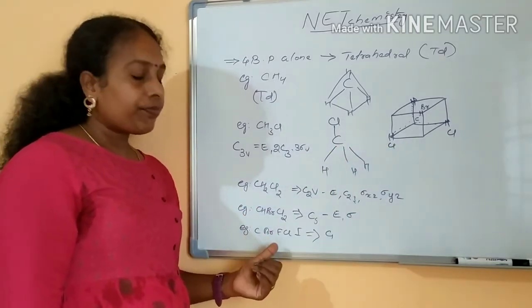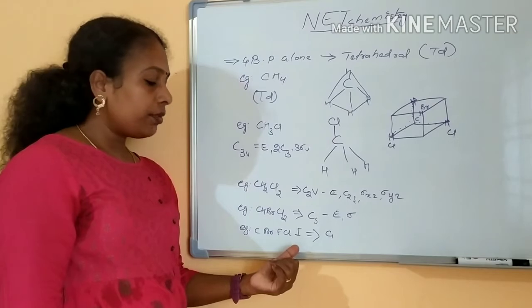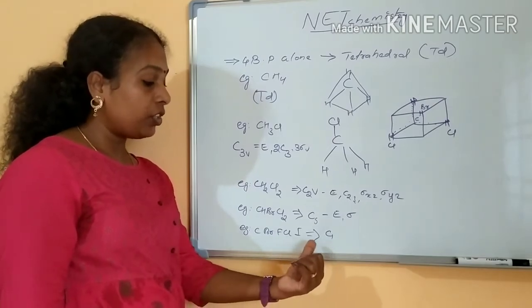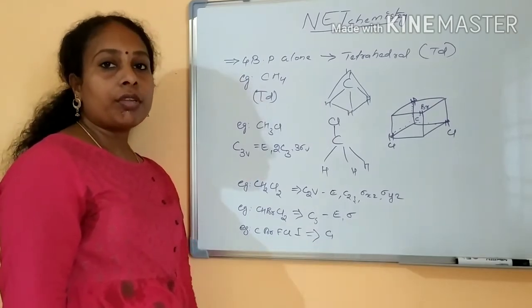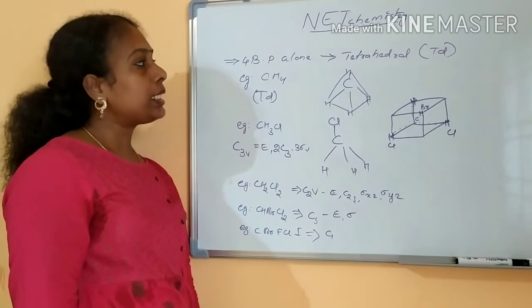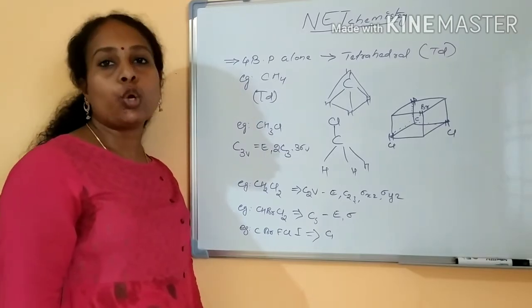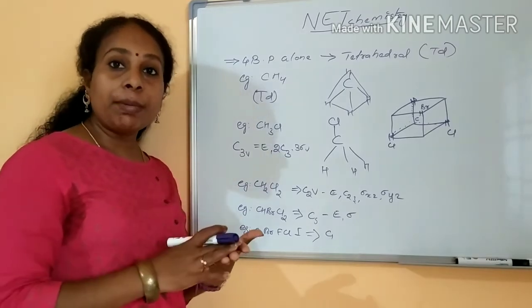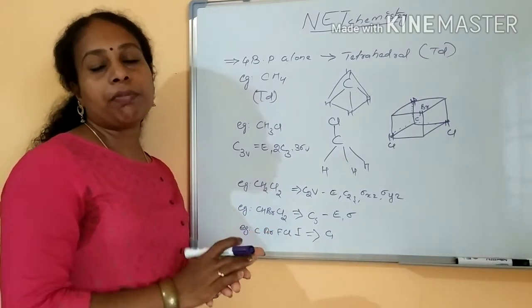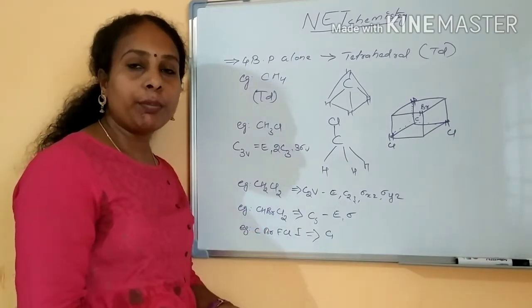Then again, if all the hydrogen atoms are replaced with different halogens, it will belong to the C1 point group. This is the condition for 4 bond pair alone present. If it is the same atom, then it will be a Td point group. If it is a different atom, it will not be a Td point group.